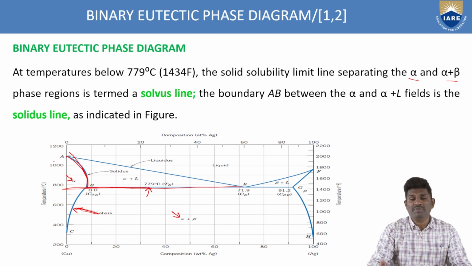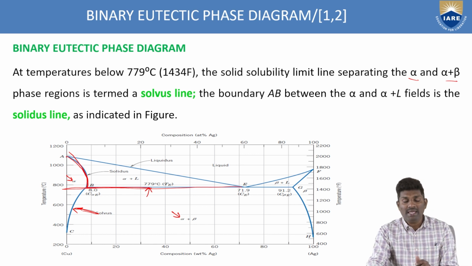This BEG line is very, very important. This BEG line is trying to give the information of how much silver is dissolved in the copper and also how much copper is dissolved in the solid. And also what is the difference between alpha and alpha plus beta and alpha plus L, so how it is being divided. So this BEG line is very, very important. At 779 degrees centigrade, we are getting this separation of the line.